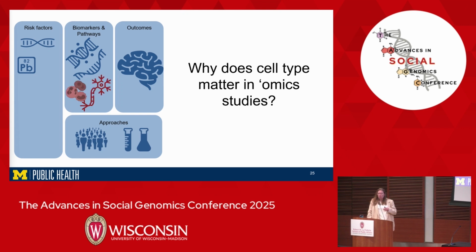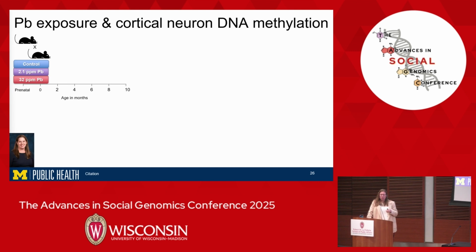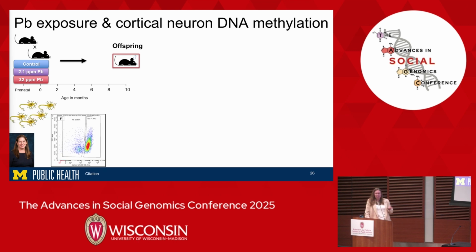What does this idea of cell type matter in omics tissues? This has been a major topic that a lot of folks at this meeting have been curious about and talking about: why does cell type matter in our non-genetic omics studies? Here's one example where I came in with a hypothesis about a specific cell type that I thought was involved, these cortical neurons. We were looking at that perinatal lead exposure model, working with some of the cortex tissue at 10 months at that time, and we sorted out just the neurons.